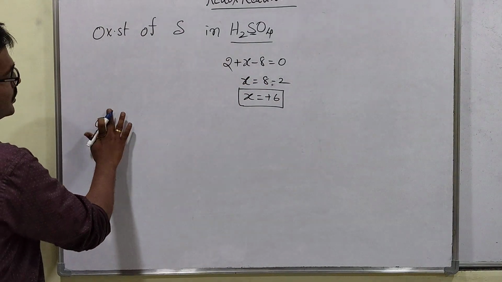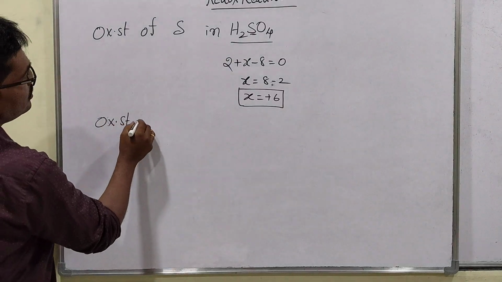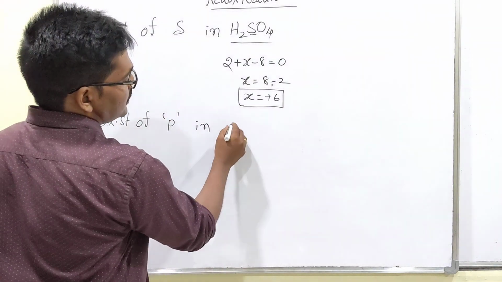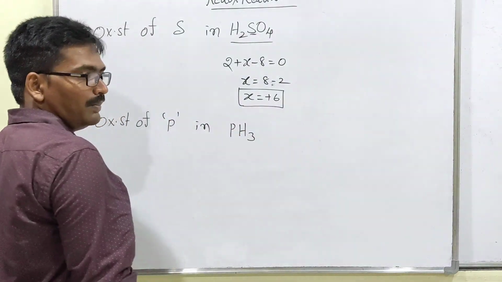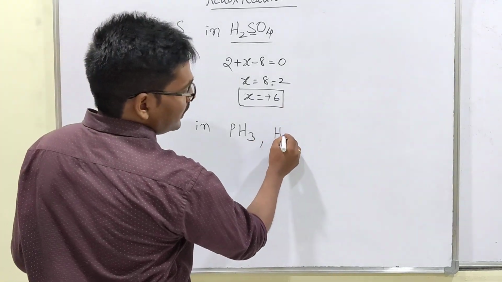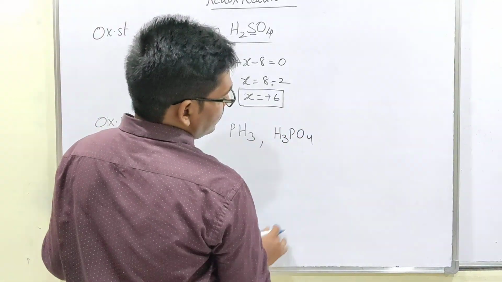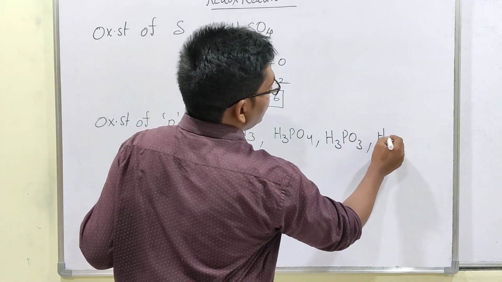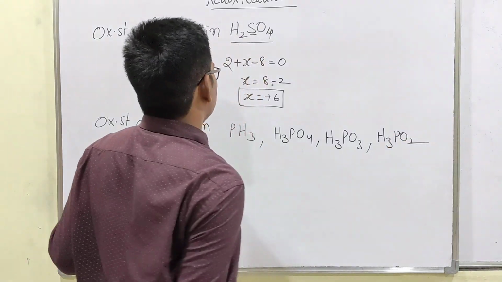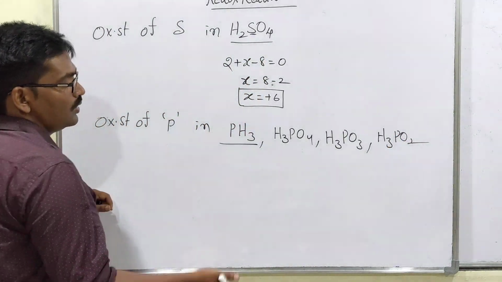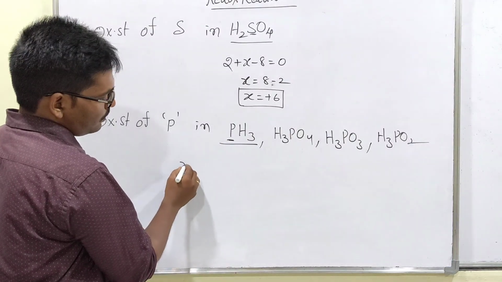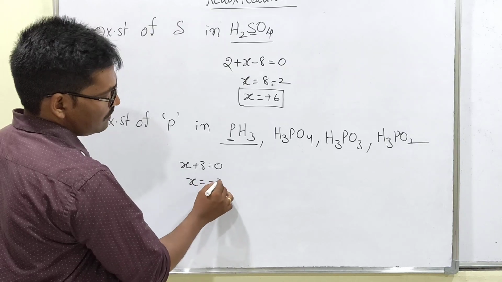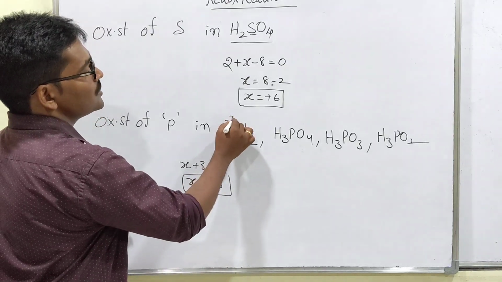Then the oxidation state of phosphorus in the PH3 molecule, then H3PO4, then H3PO3, then H3PO2 if you take. So look at from here, sir, phosphorus you want to find out, plus X plus 3 equals 0. Then X equals minus 3, oxidation state for this, minus 3 oxidation state.